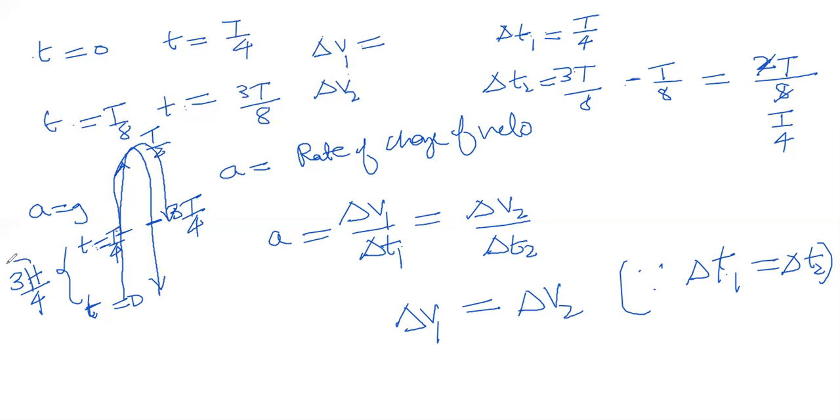We know this is 3h by 4 from here to here. So what would this be? Total is h. This is 3h by 4. What would this be? H by 4. Is it or not? Yes, sir. So from t by 4 to t by 2, how much distance would it cover?